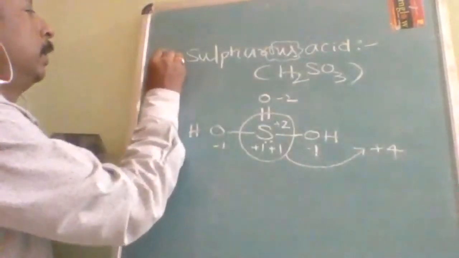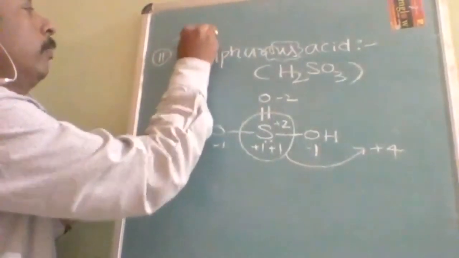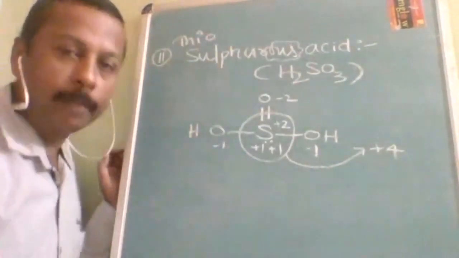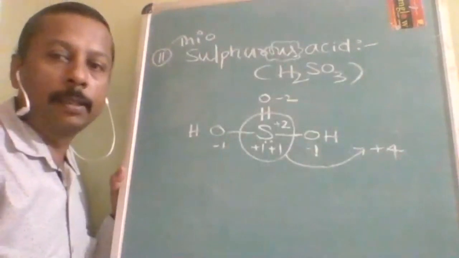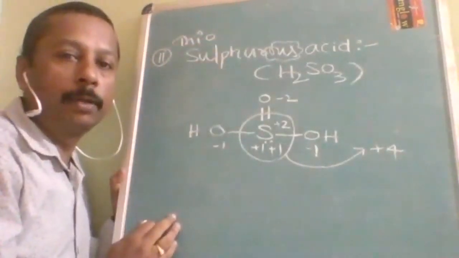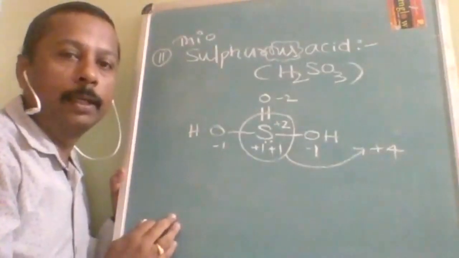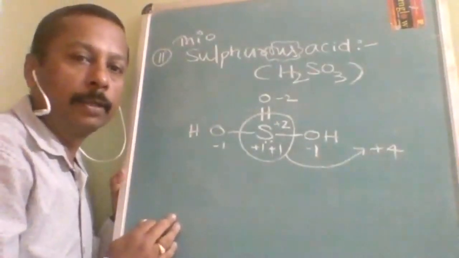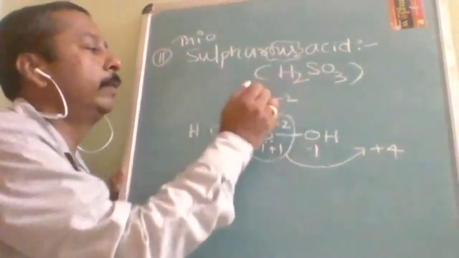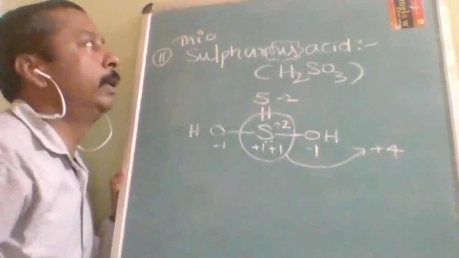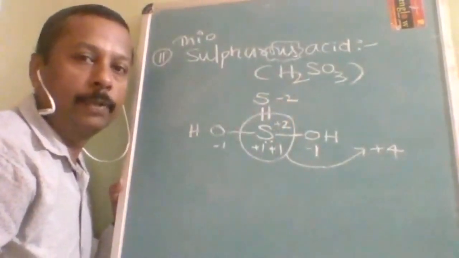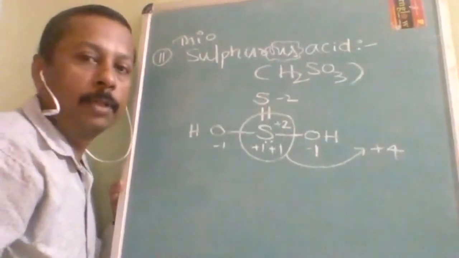The second acid of this series is thiosulfurous acid. If you understand the meaning of the word thio, it is normally used when there is a replacement of oxygen by sulfur. So we are going to replace oxygen with sulfur, and now it becomes thiosulfurous acid.